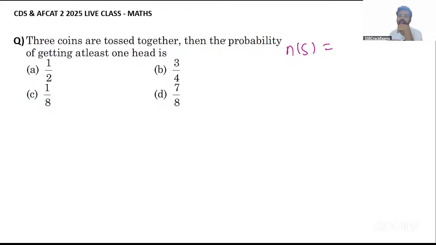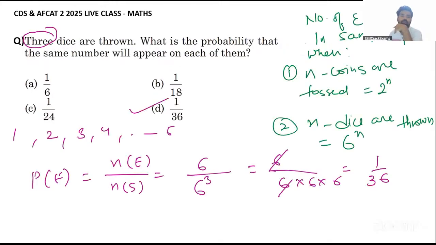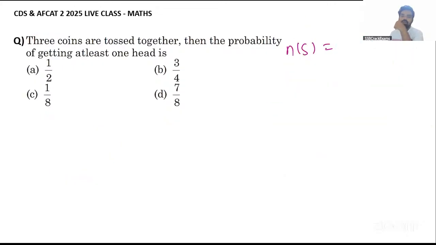2 raised to power 3. Very good, Sibram. I told you here, the number of elements in the sample space when n coins are tossed is 2 raised to power n. So here n is 3. So the number of elements in the sample space is 2 raised to power 3, which is 8.